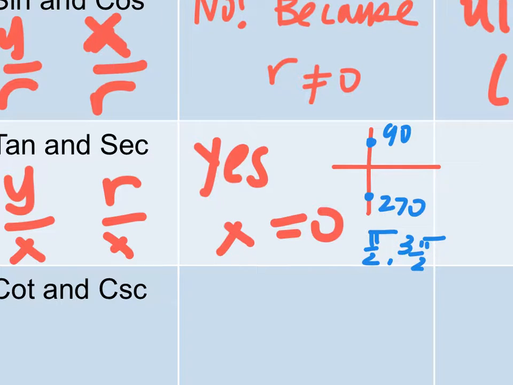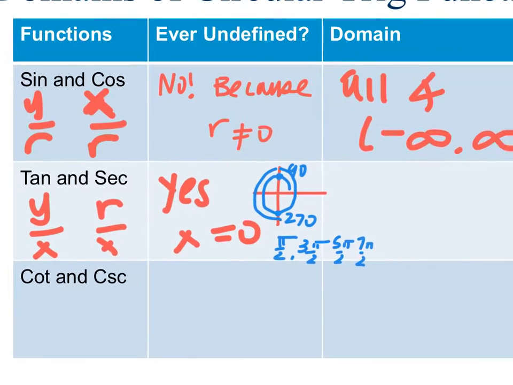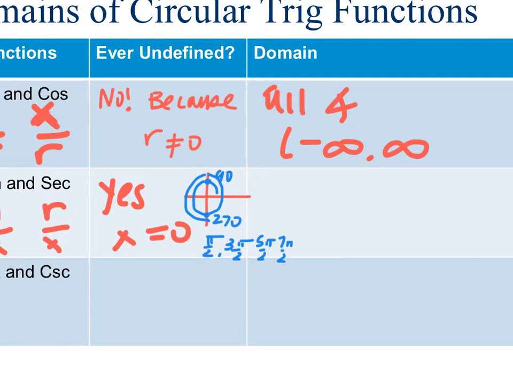Now, if we went around the circle again, so this would be the first time, the second time, the next would be 5 pi halves, and then if we kept on going, we would get 7 pi halves. So when we look at these numbers, these are odd multiples of pi halves.